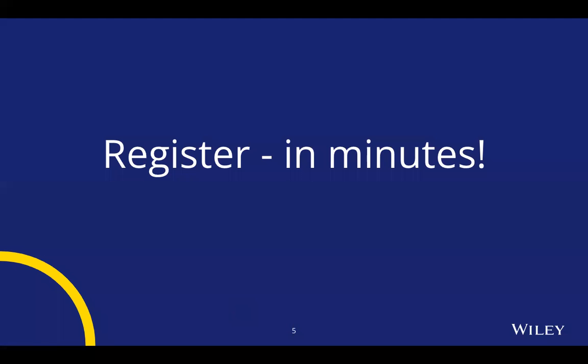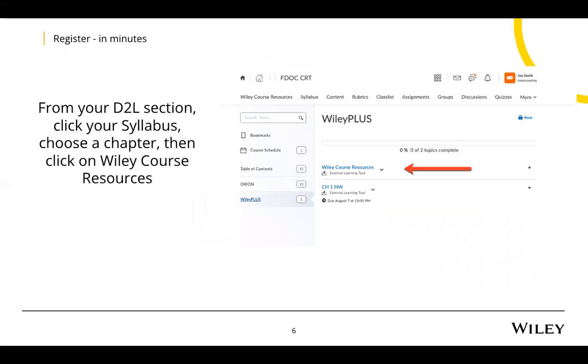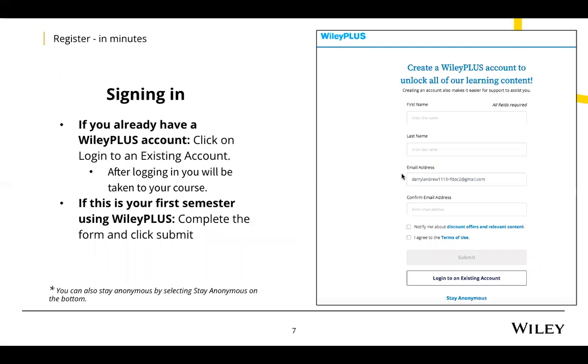So I'm just going to walk through a little bit about how to register. From the course section in D2L, you're going to go on your syllabus, choose a chapter, and then click this Wiley Course Resources link that's just going to be right at the top there. So if you already have a Wiley Plus account, to sign in, you're just going to log into your existing account and you'll be taken directly to the course.